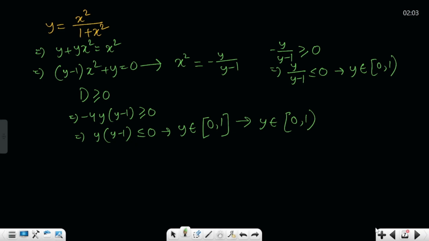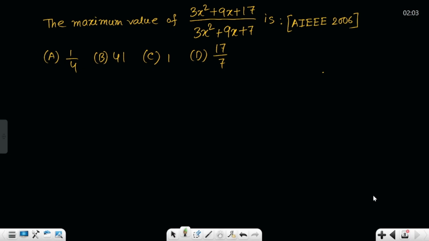Now we will do our last question on this topic. This is from AIEEE 2006, pre-JEE Mains you can say. So let's start. It's simply asking for the maximum value, so let's do it. y equal to 3x square plus 9x plus 17 divided by 3x square plus 9x plus 7.